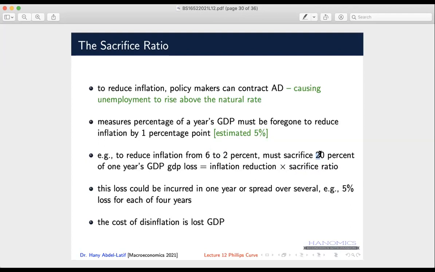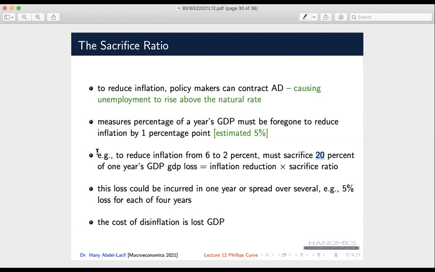Of course, this is something theoretical, and this might be different from one country to another, so it doesn't have to be 5%. Just for example, if it is 5%, that means we need to lose 20% of GDP, but also this loss doesn't have to happen in a single year. This could be spread out over several years, and so on. And that would be the cost of reducing inflation: the loss in GDP.